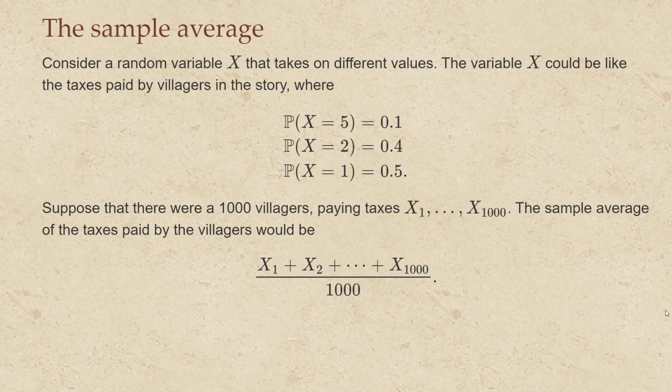Suppose that there were 1,000 villagers paying taxes X_1 up through X_1000. The sample average of the taxes paid by the villagers would be X_1 plus X_2 plus etc. up to X_1000, all divided by 1,000.